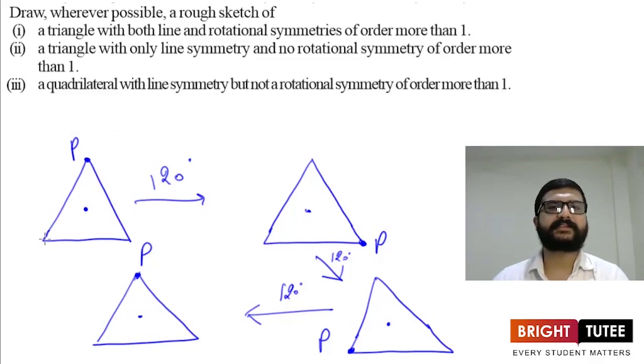It will have 3 lines of symmetry like this. One is this one, another is this, and then this one. So these are the 3 medians. Medians are the lines of symmetry for an equilateral triangle. So it means we have a triangle in which line symmetry and rotational symmetry are both followed. Now let's see the second part of the question.